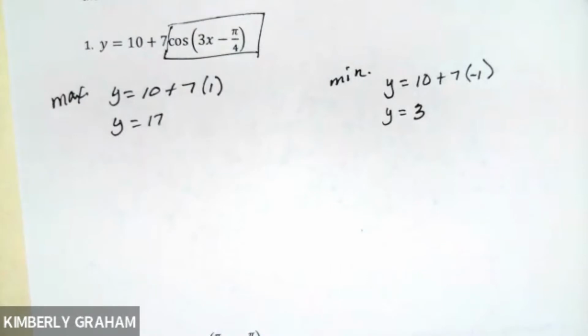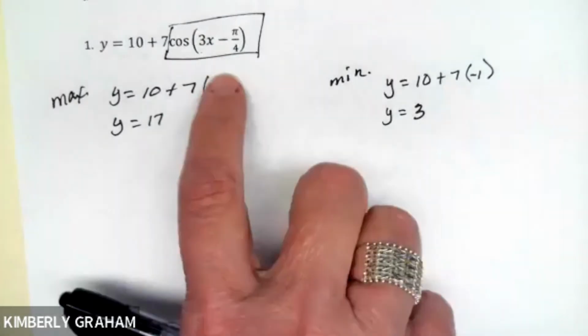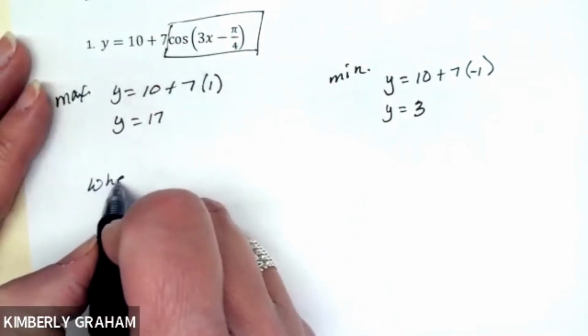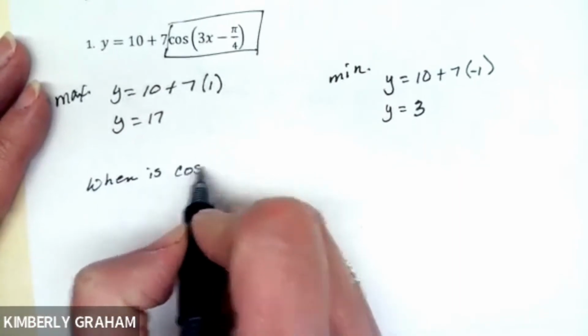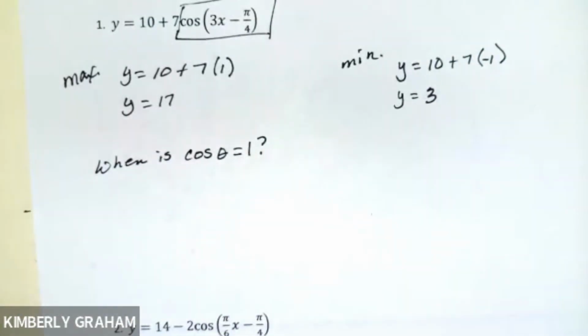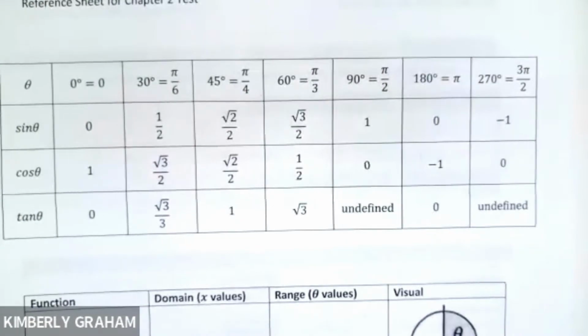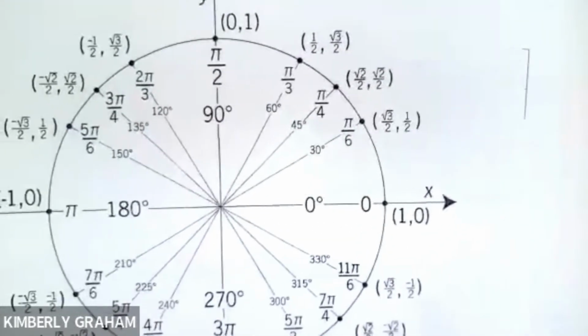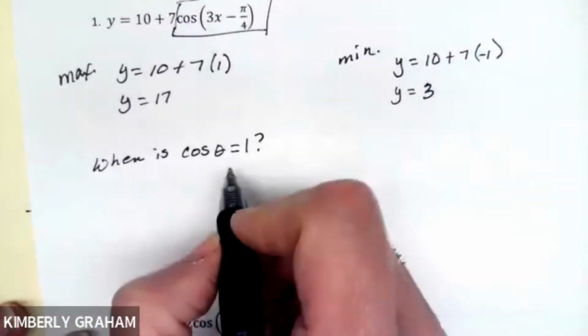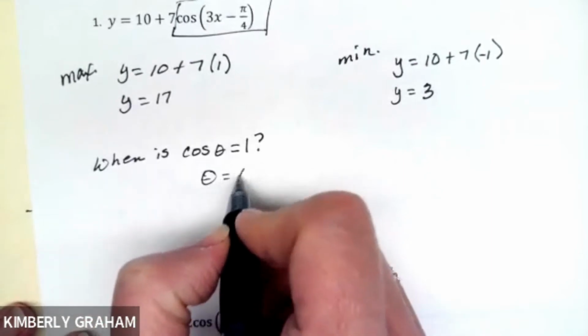So I just need to figure out when am I going to get my maximum and minimum? So here, I really want to know when is cosine theta equal to 1? That's my first question. When is cosine equal to 1? Well, I can look on this. That's the easiest way to do it, really, cosine of 0. Or you could use your unit circle, where cosine is your x-coordinate. So that would be when theta would be equal to 0.